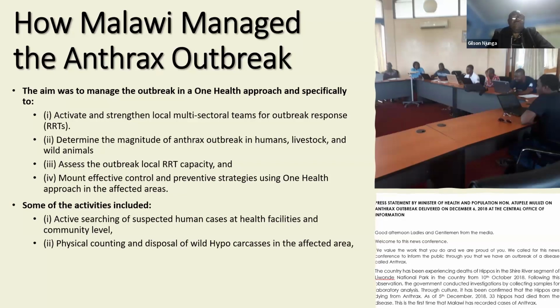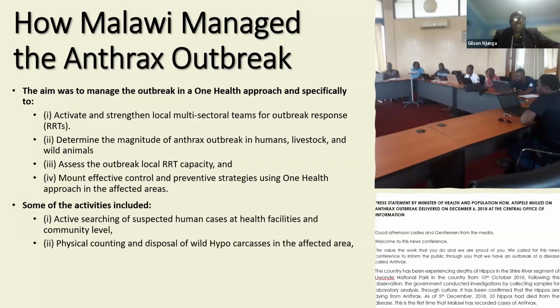And secondly, it was to determine the magnitude of the anthrax outbreak. So there was surveillance in humans, livestock, as well as wildlife, and also assessment of the local RRT capacity. And again, the most important thing was to mount effective control and preventive strategies using the One Health approach, which for us worked perfectly well. And I'll explain why it worked like that.